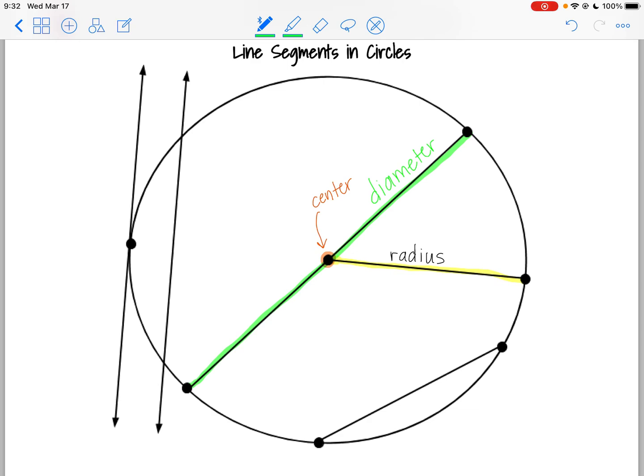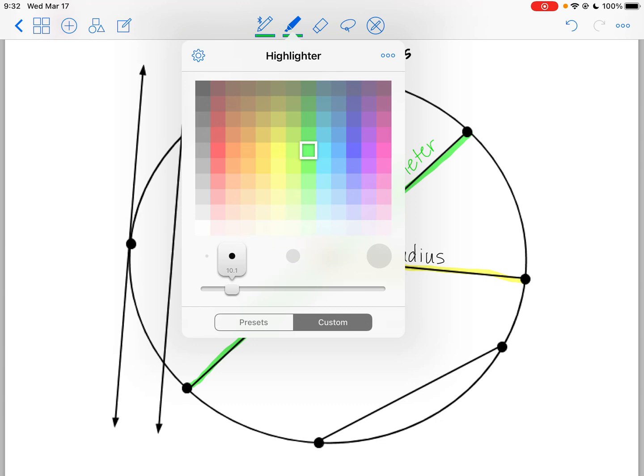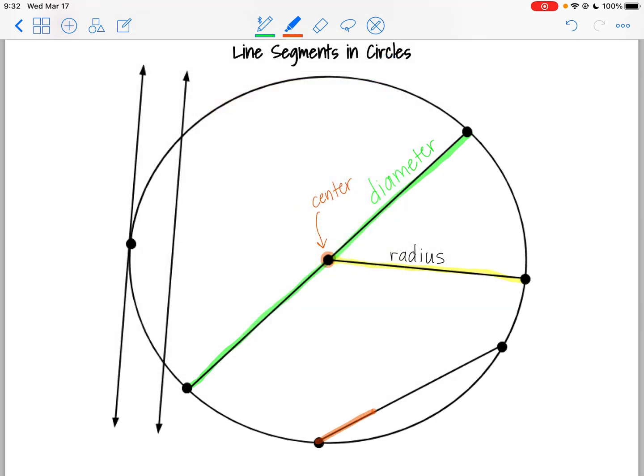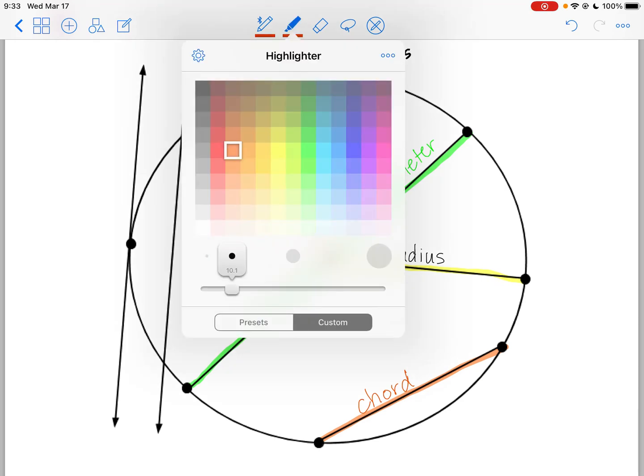So we're going to start with this segment that has two endpoints on the circle but does not go through the center. So if we look at this segment here at the bottom of the circle, notice that it has an endpoint at each end, and those are both on the circle. So this is called a chord. So the diameter is also a chord, but it's a special chord because it goes through the center. A chord can be anywhere, any length, and we just call it a chord if it doesn't go through the center. The other two over here are lines, not just segments.